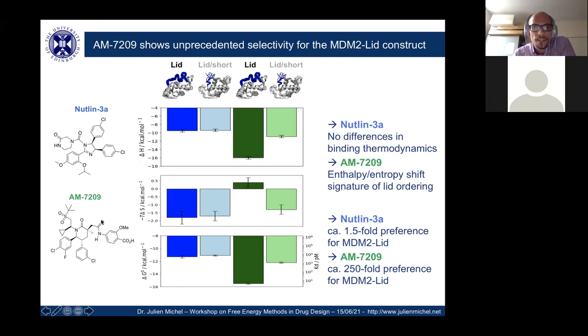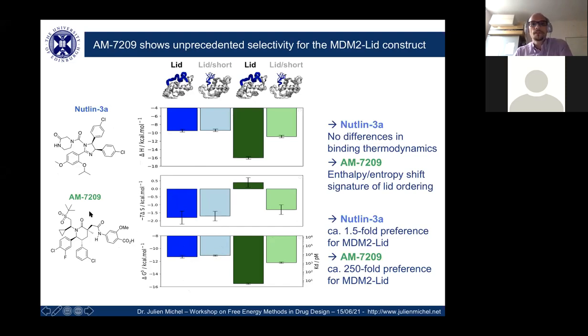So if you analyze this data and you look at the thermodynamic signature that we observe, we see some interesting trend. If you look at the difference in enthalpy of binding of Nutlin 3A to lid and lid short, there's basically no difference virtually, and same thing for the entropy of binding. We see overall about 1.5-fold preference for having the full lid, which is quite consistent with the literature.